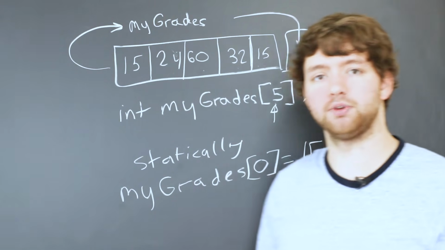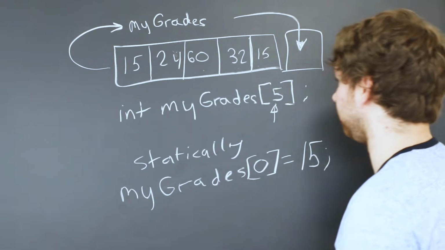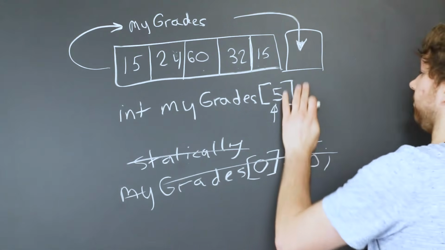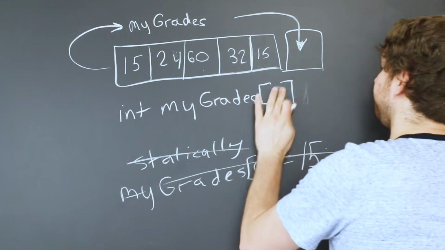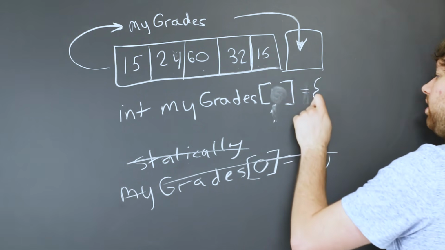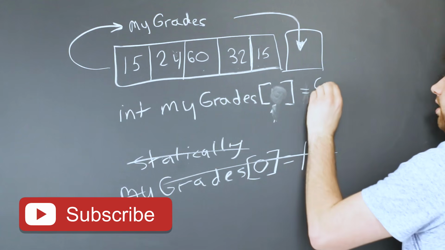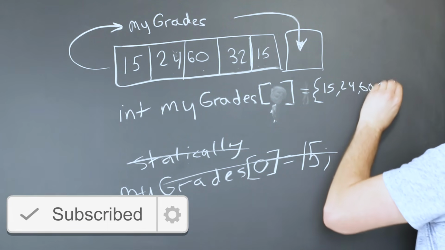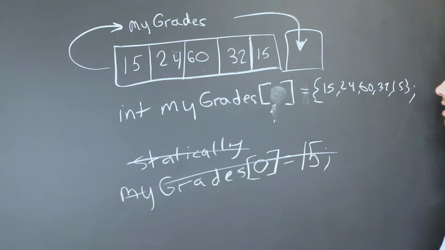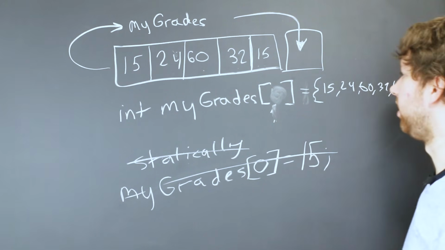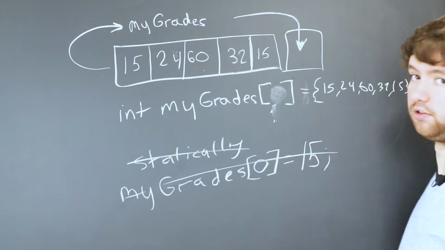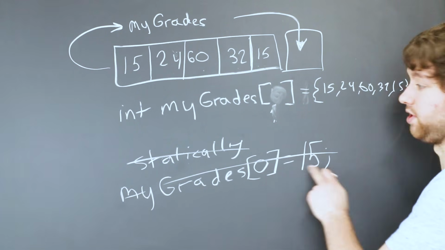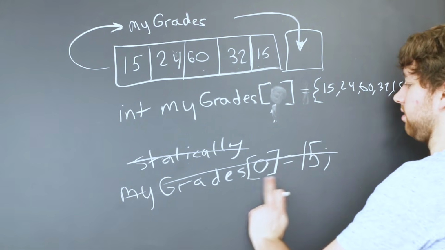There is actually another way, a shorthand way of assigning these. If you just get rid of this number here, you can make an equal sign and just put the values right here. So you can say 15, 24, 60, 32, and 15. That is the shorthand way. It's much easier, and I think it's a lot easier to read as well, but you can still always go and reference the values or change them using these brackets.